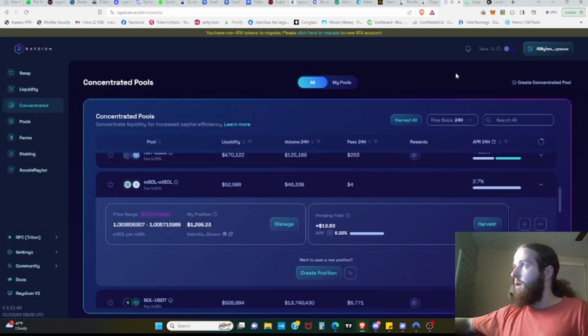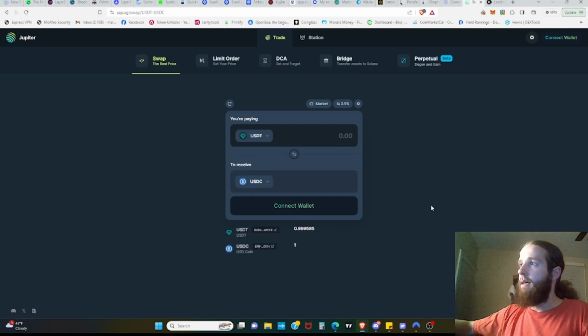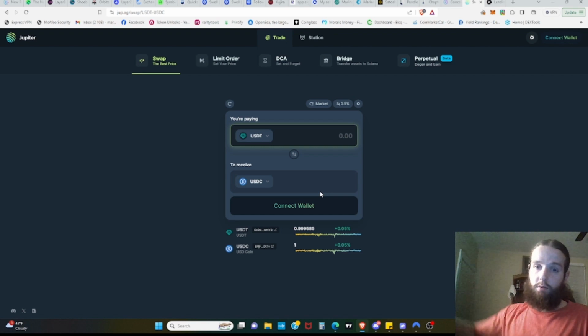So we're going to go ahead and move on. Now we're going to jump over to Jupiter. Jupiter is a DEX aggregator on Solana. So how this works is it will pull feeds from all the different decentralized exchanges on Solana to get you the best price. Now, personally, when I'm trading, this is the format that I like to use the most.